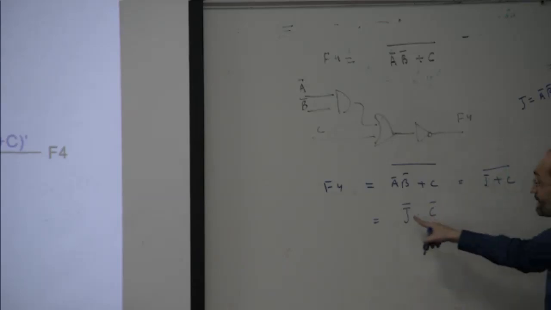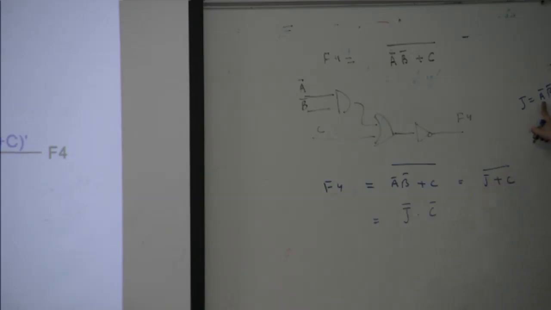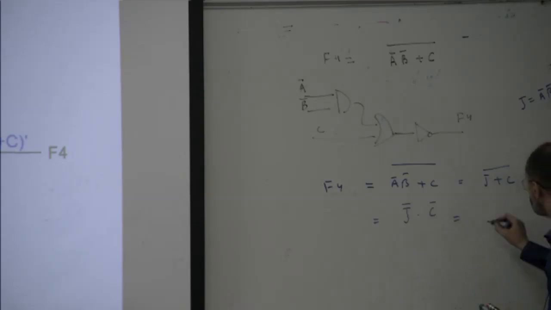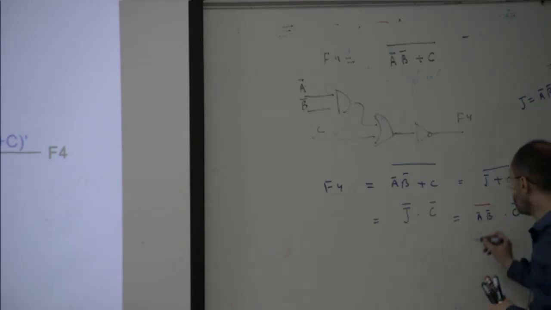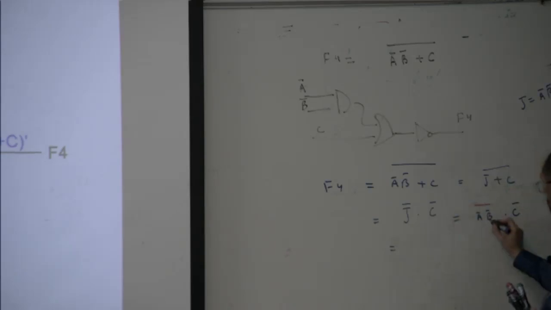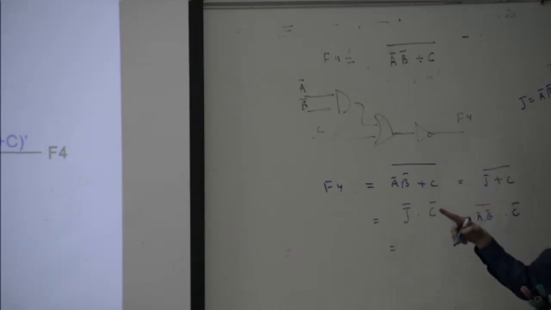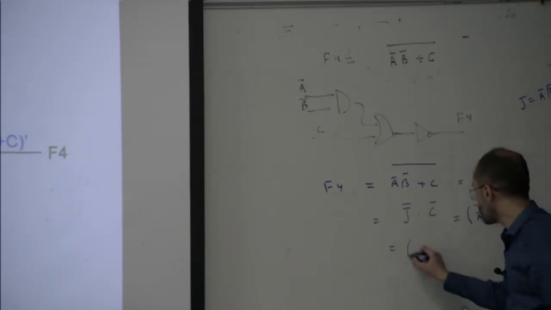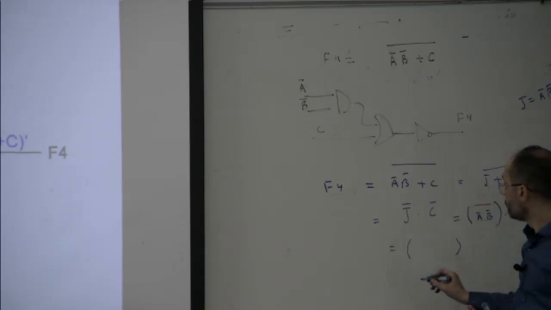Okay, now J bar dot C bar. But what is J now? A bar B bar. So now J is A bar B bar whole bar, dot C bar. Now we apply De Morgan's theorem. So can we write it like this? There is a dot. The dot will be replaced by what? Plus. So now we put a parenthesis here, just for the sake of clarity.